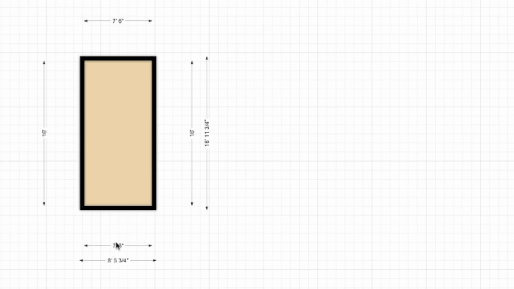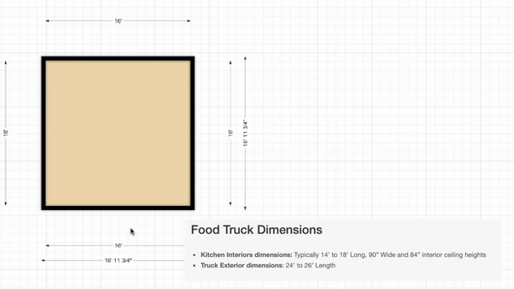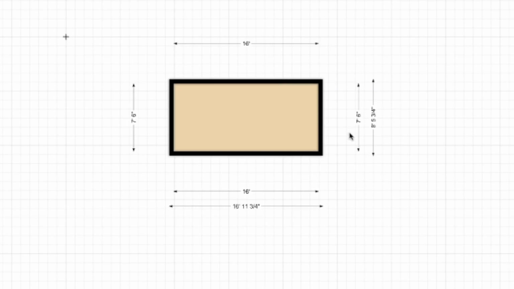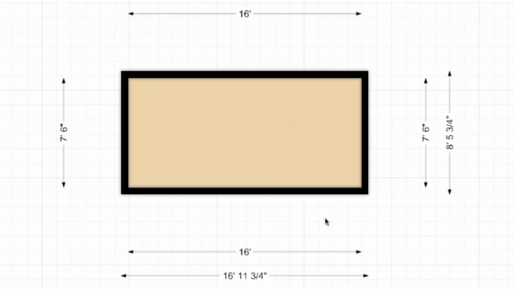Typically, any food truck would be about 14 to 18 feet long and about 7.5 feet or 90 inches wide. For this example, I'm going to make the length about 16 feet. So the bottom number should be 16, and the right side number should be 7.5 feet, which equates to 90 inches. The black lines represent the walls, and the tan center represents the floor.